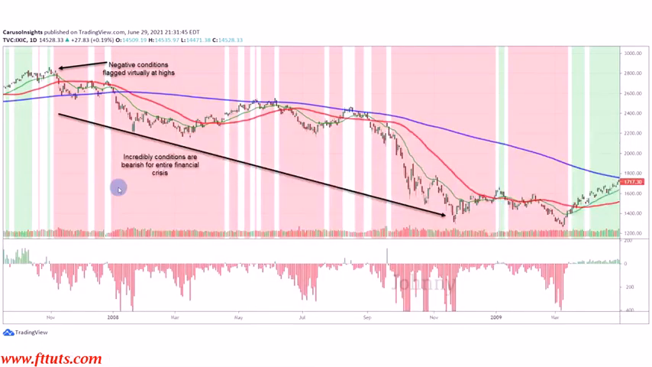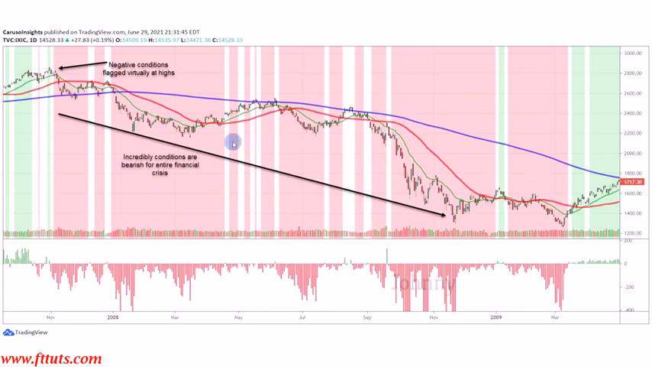I think the perfect example here would be 2008 and the financial crisis. You can see we entered really net new lows rather early on in this trend, right off the absolute highs of the marketplace. And that condition stayed in place pretty much right until the end of the bear market.